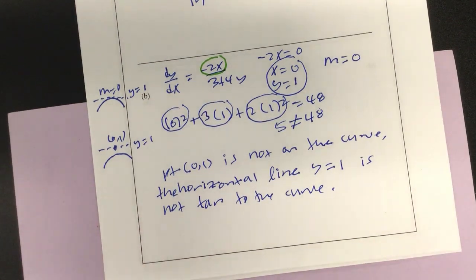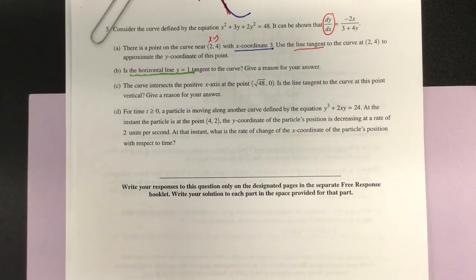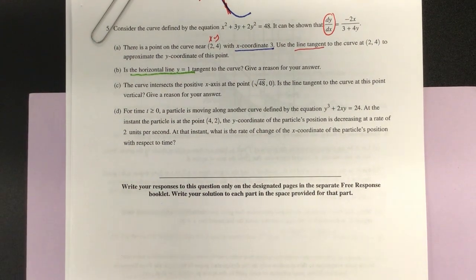And I'm going to give you also a visual on this one that's not going to be accurate, but we can still kind of understand the idea of it. So for the vertical line, let's see, Nev, go ahead and read part C. The curve intersects the positive x-axis at the point root 48, 0. Is the line tangent to the curve at this point vertical? Give a reason for your answer.